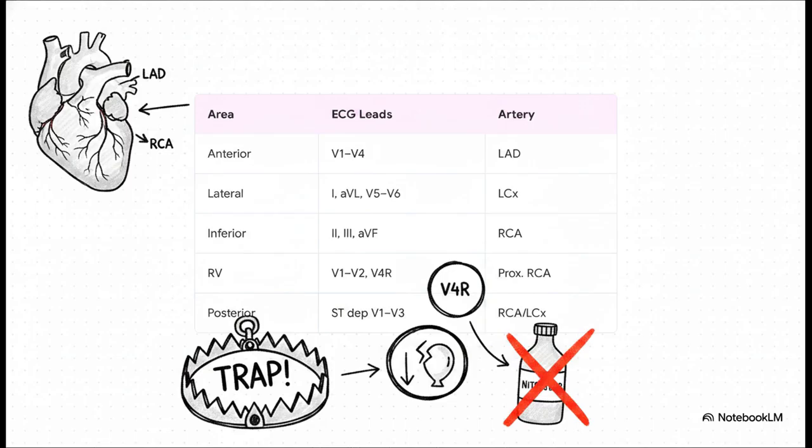Notice how the anterior leads V1 through V4 map to the LAD. Leads 2, 3, and AVF point to the inferior wall, which is usually the RCA. But pay very close attention to this massive trap. In an inferior MI, always grab right-sided leads like V4R to catch a right ventricular infarct. If you miss an RV infarct and give nitrates, you will absolutely tank their blood pressure.